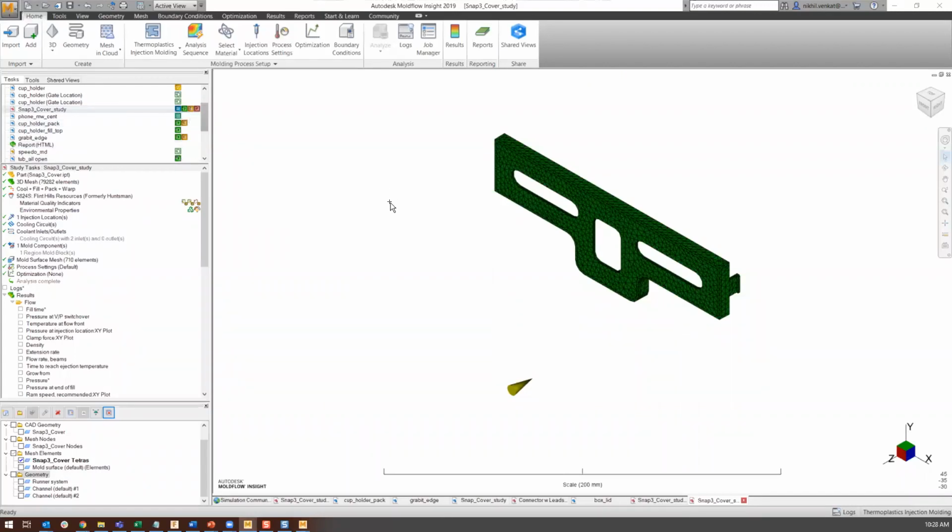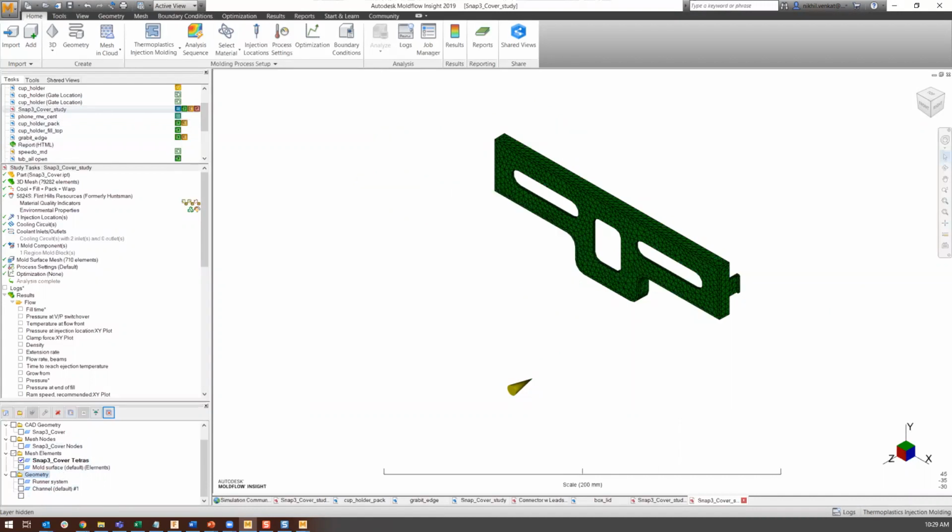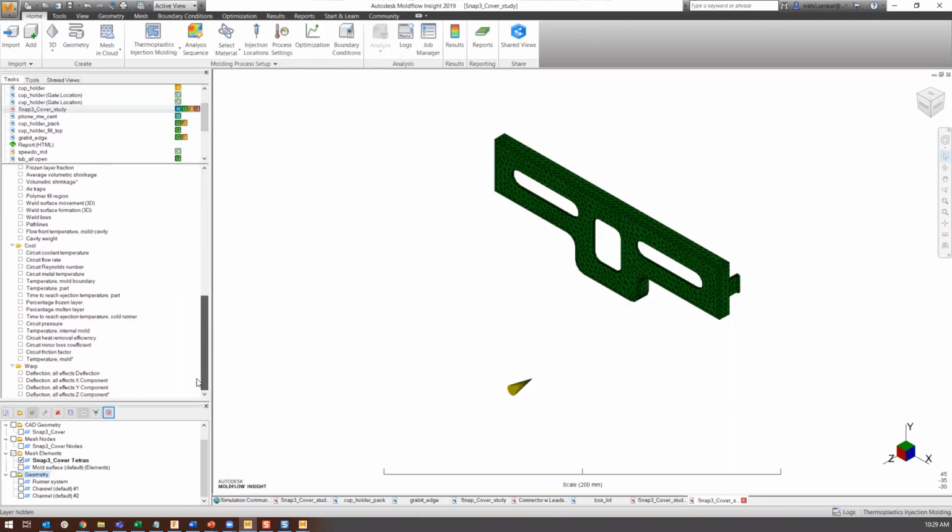But with Insight, what I have here is a snap cover. Now this is a full-blown analysis, right? It's got its own runner system, not just an injection location. It's got its own cooling channels and everything. This is the whole 9 yards. And you can see here that I've actually run a fill, pack, cool, warp analysis. So I have the fill pack results, the cooling results, and the warpage results as well.